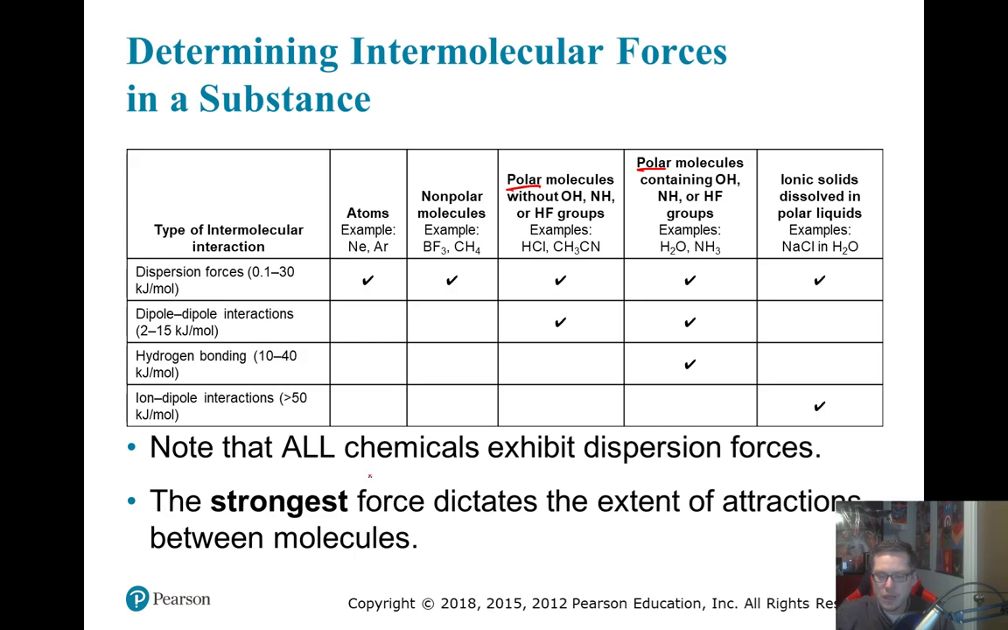And so the strongest force is the one that's going to dictate the extent of the attractions. So when you're looking at it, you've got to decide which is the strongest force that's affecting this molecule. Remember, we talked about how they generally go in this order: dispersion, dipole-dipole, hydrogen bonding, ion-dipole. But there's also this fine line between dispersion forces and the dipole-dipole interactions, where you have to figure out which one's actually stronger, et cetera.